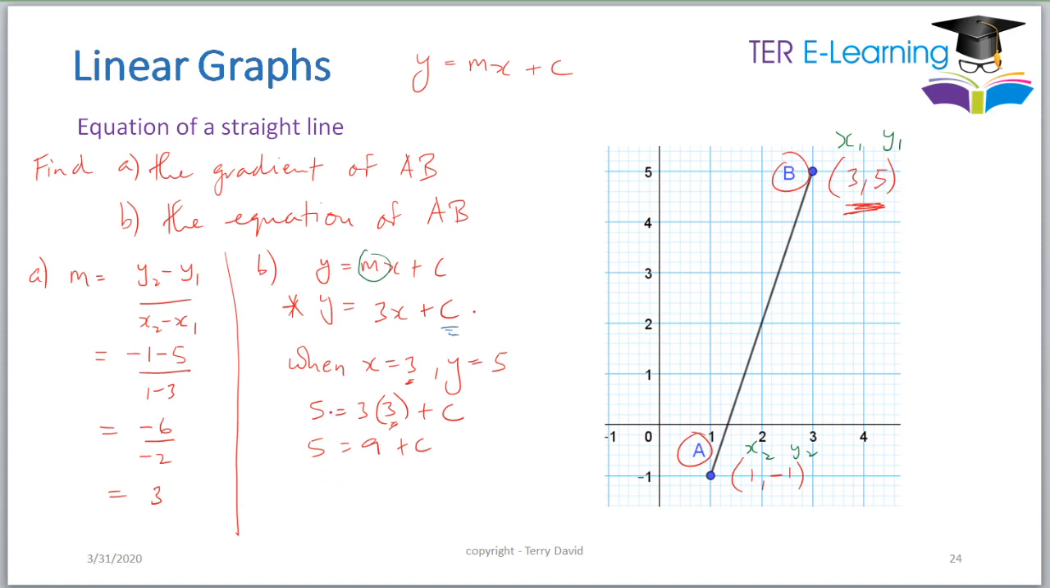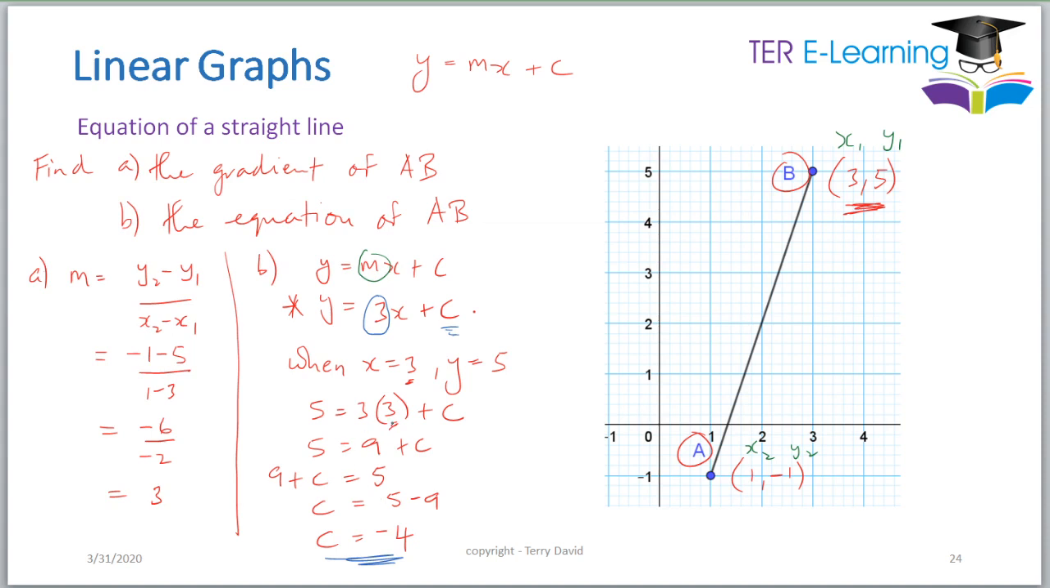So therefore I can say that, now what I teach my students, I tell them write it as 9 plus c is equal to 5. Because if 5 is equal to 9 plus c, then 9 plus c is equal to 5. So therefore c is equal to 5 minus 9. Therefore c is equal to -4. So I've just figured out what c is, because the two most important things are what m is, and what c is.